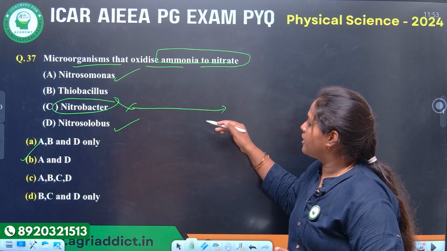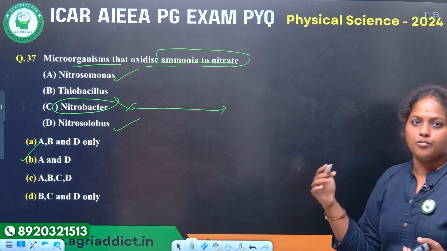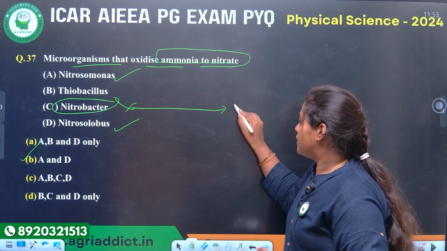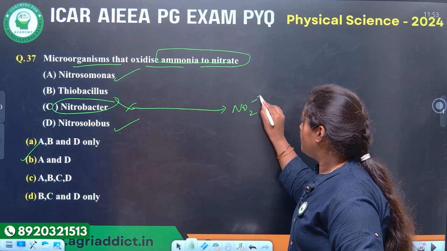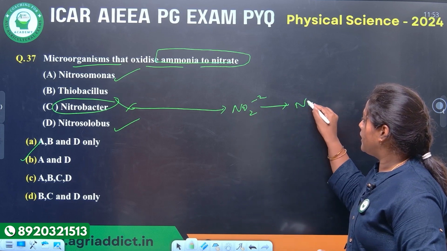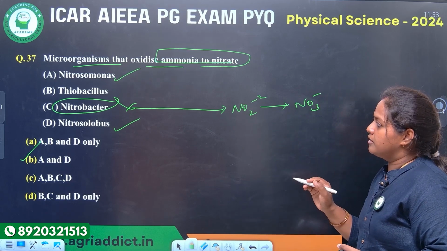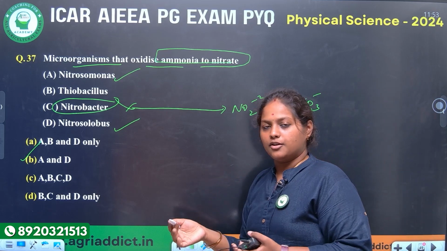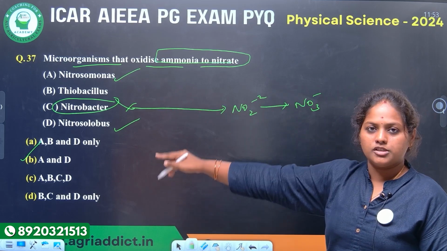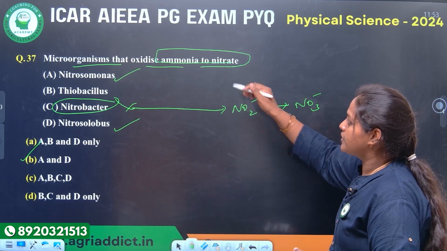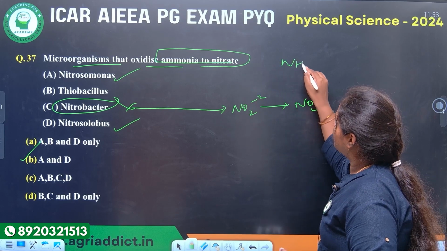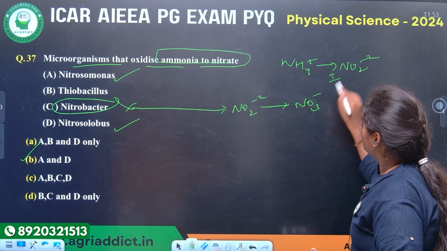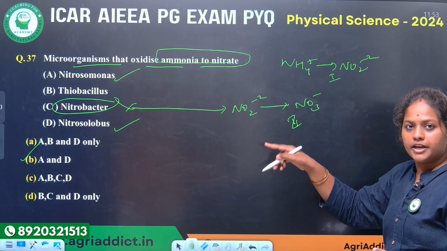Because Nitrobacter will not oxidize ammonia to nitrate. It aids in the second step of nitrification, that is oxidizing nitrite to nitrate. So there is no link between ammonia and Nitrobacter. So we are going with Nitrosomonas and Nitrosolobus. What are the two steps of nitrification? Conversion of ammonium to nitrite is the first step, and the second step is conversion of nitrite to nitrate.